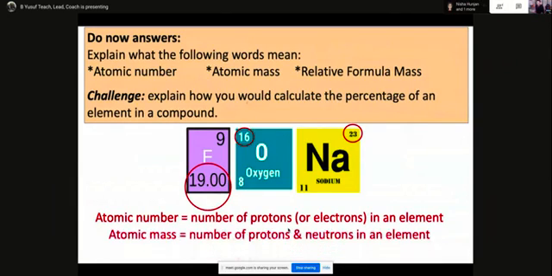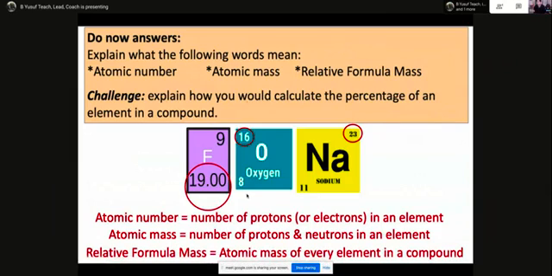The atomic mass means the number of protons and neutrons in an element, and they are represented by all the values that I've circled for fluorine, for oxygen, and sodium. And the relative formula mass, so if you've got a compound, a covalent compound, for example, you would add up the atomic mass of every single element in that compound.